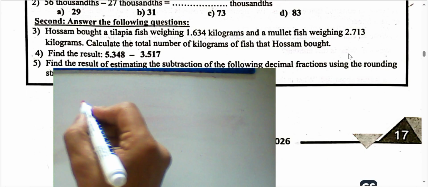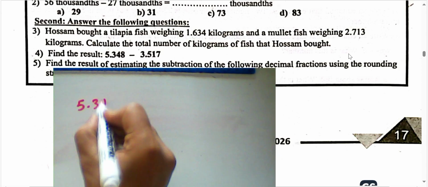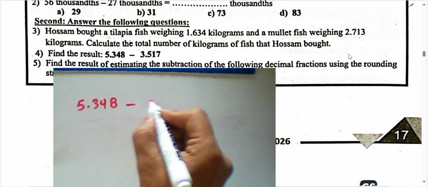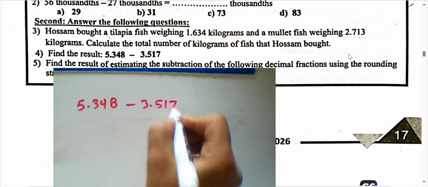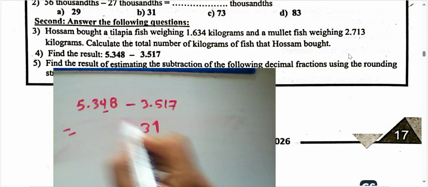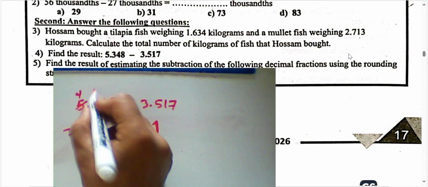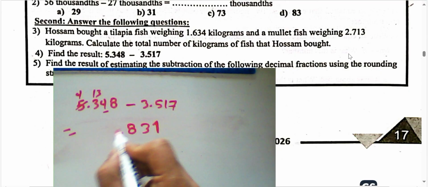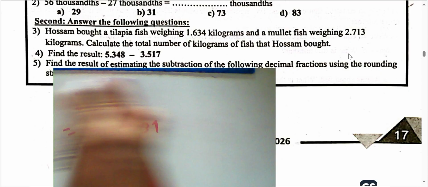Find the difference between the number 5 and 348 thousandths subtracted by 3 and 517. 8 minus 7 equals 1, 4 minus 1 equals 3, 3 minus 5, we can borrow 1, 13 minus 5 equals 8, 4 minus 3 equals 1.